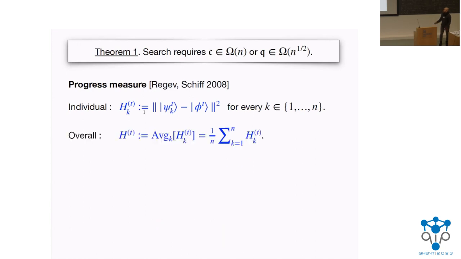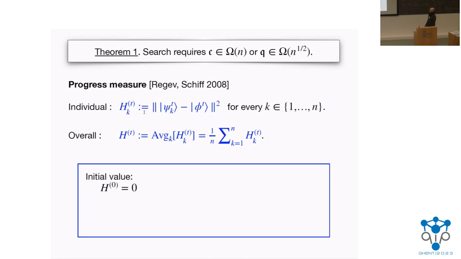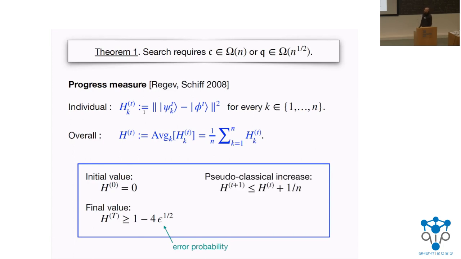Now, having this progress measure, theorem 1 follows from 4 observations. First, the initial value of the progress measure is 0. The final value has to be at least close to 1 in order for the error to be small. Then, we can show that one call to a pseudo-classical oracle cannot increase this progress measure by more than 1 over n, and one call to a quantum oracle cannot increase it by more than 4 over square root of n. By just combining these 4 points, we get theorem 1.